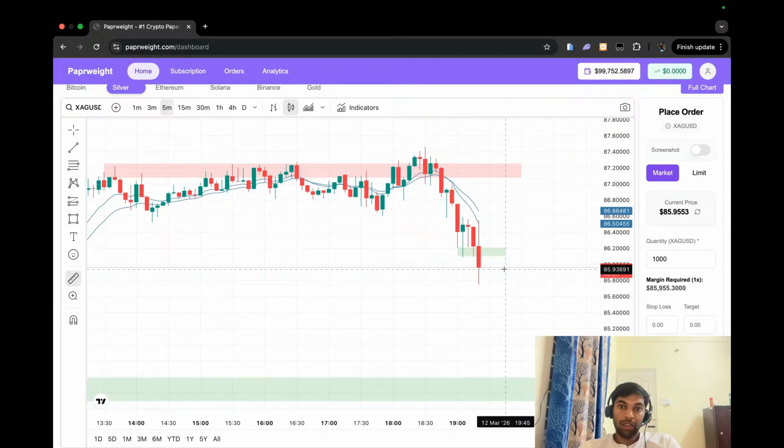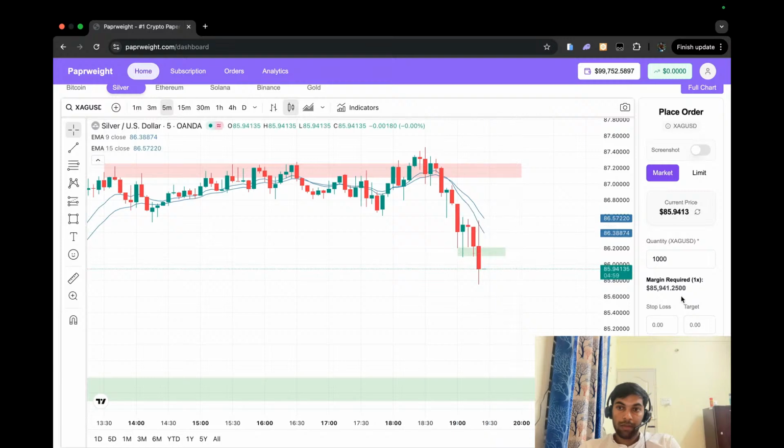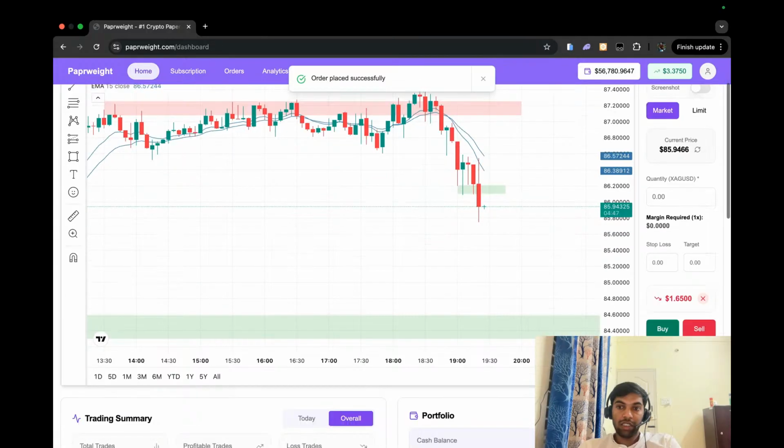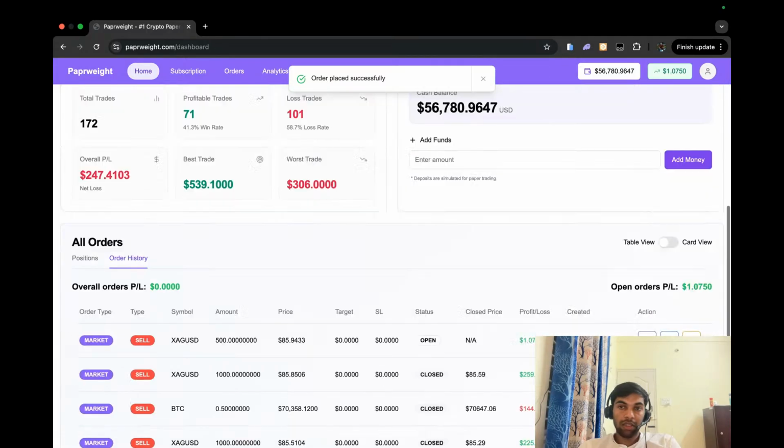Let me calculate the stop loss, and it's quite high. We should jump with 500 quantities. What is this? 8593. I jumped in the downward direction, guys. I don't know where I punched my trade.